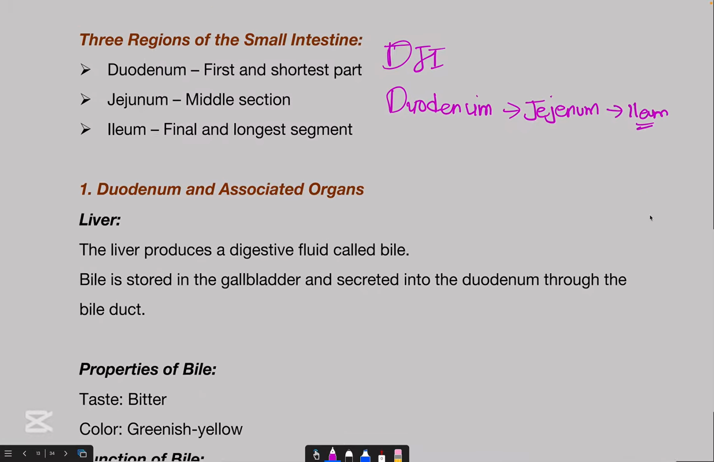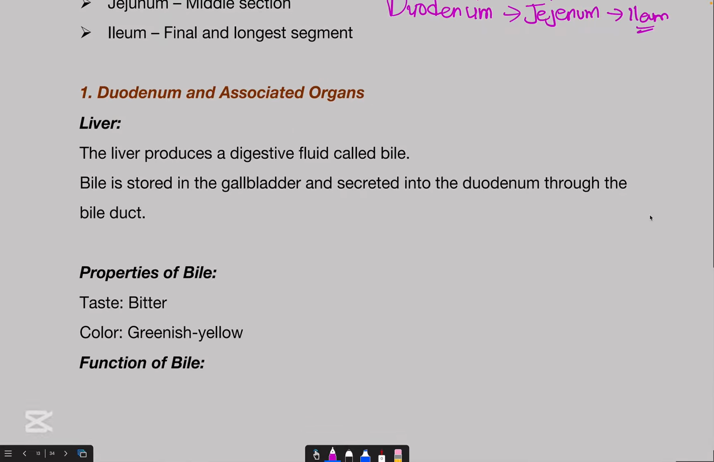Is that okay? Duodenum and associated organ. The liver produces a digestive fluid called bile. Like we said, the bile is stored in the gallbladder and it is secreted into the duodenum through the bile duct. What are the properties of this bile? The taste is bitter. It is greenish yellow. What is the function of the bile? The function of the bile is emulsification of fat.